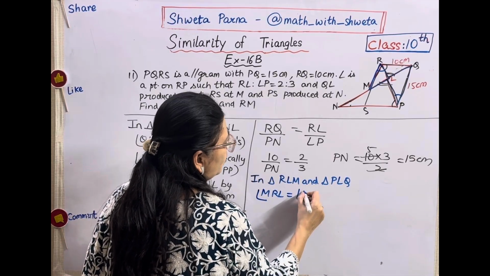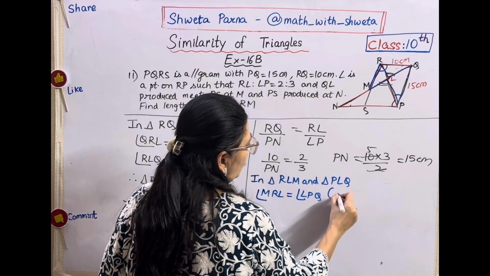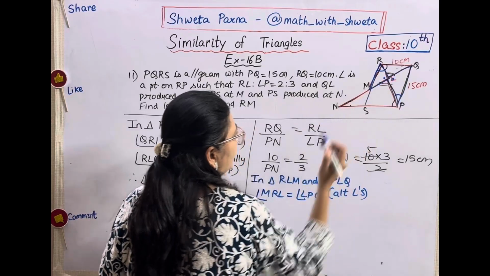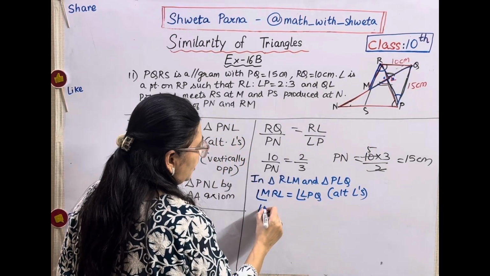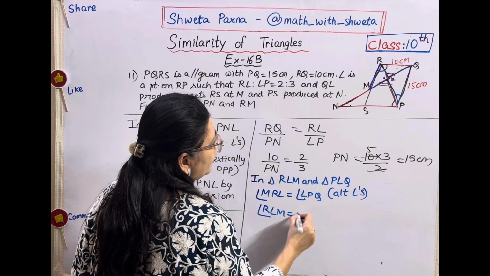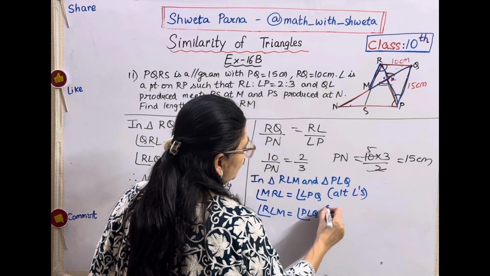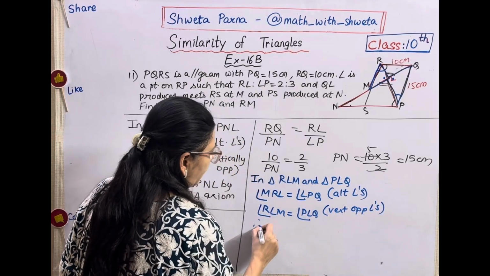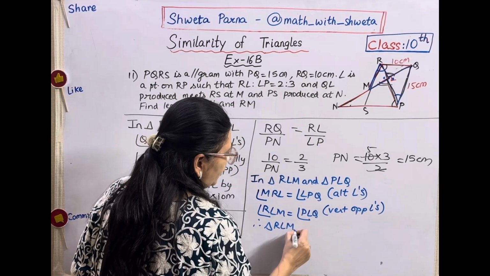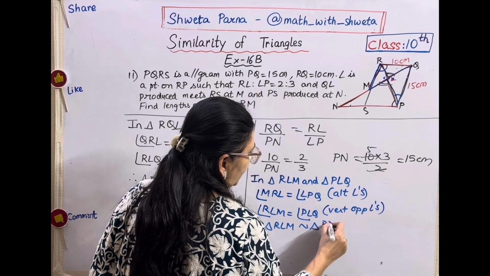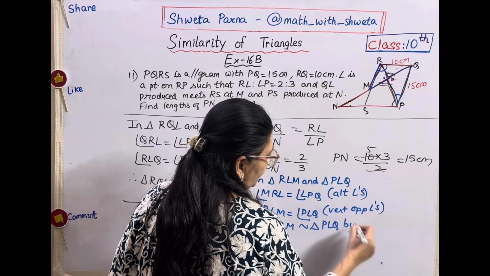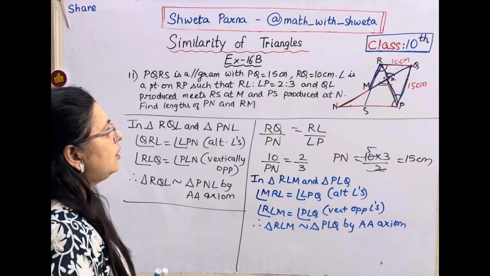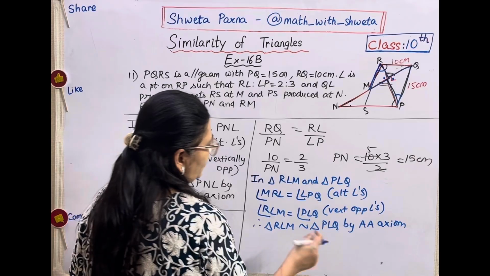MRL is equal to LPQ. Alternate angles. Same way, this angle and this angle are vertically opposite angle. Angle RLM is equal to PLQ. Vertically opposite angles. Therefore, triangle RLM is similar to triangle PLQ by AA, axiom test of similarity. This is done. Now you have to find RM.